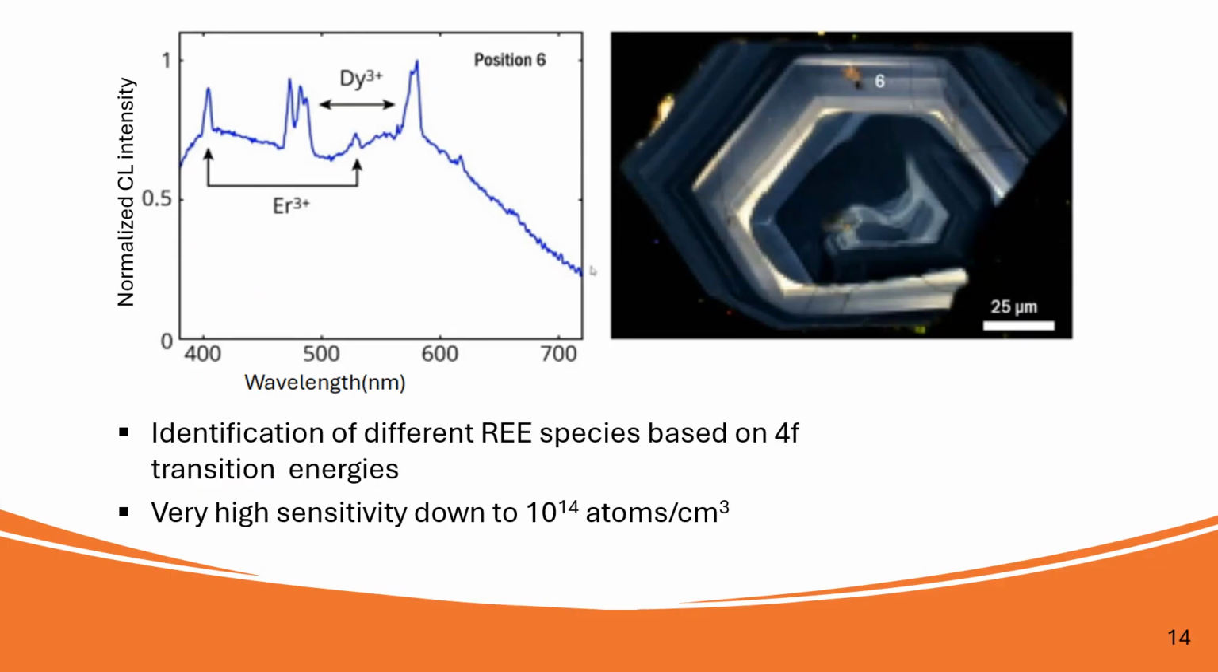Next, we can also pick a particular part here, and we can see a lot of variation. It's not just an image which shows different contrast, but we can quantify how this is happening, the difference between the bands, and we can see the difference between two patterns here also, and the identification of different species. Here we can differentiate the species depending upon their 4f transition energies, and they are very sensitive.